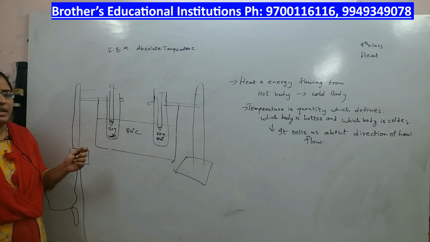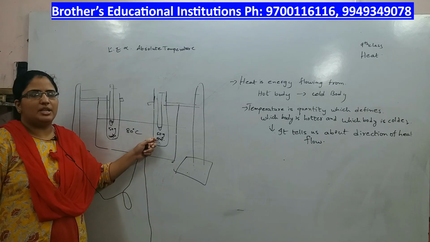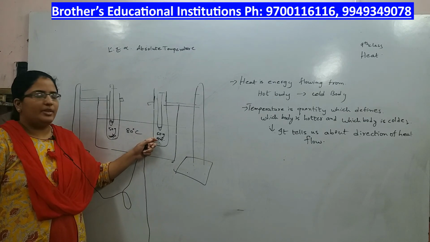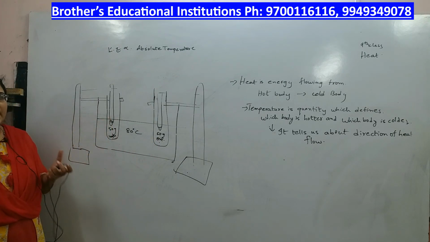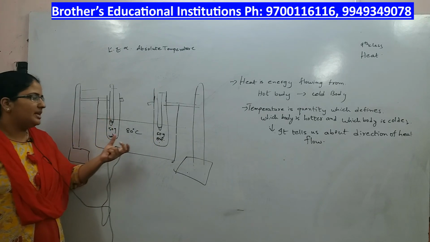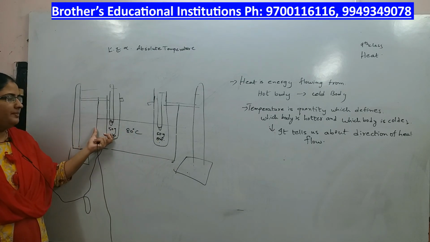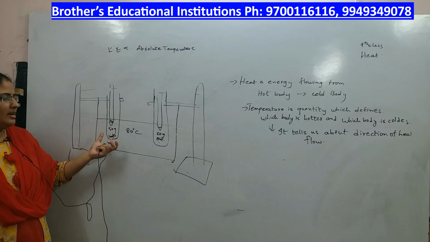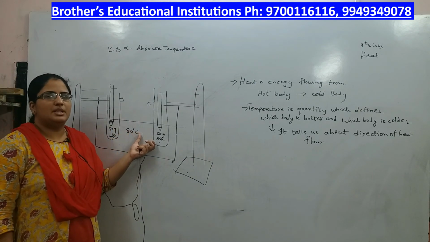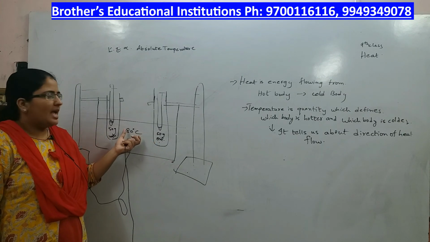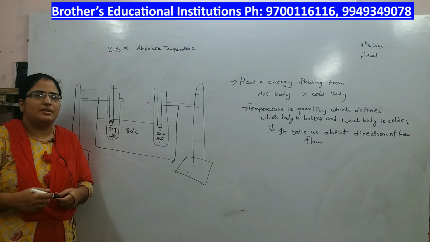This shows that heat no doubt flows from hot body to cold body, but the rise in temperature of the cold bodies depends upon the nature of the material that we are using. Here the temperature of oil will be more than the temperature of the water, indicating that the rise in temperature for different substances is different, and the rise in temperature depends upon the nature of the substance.